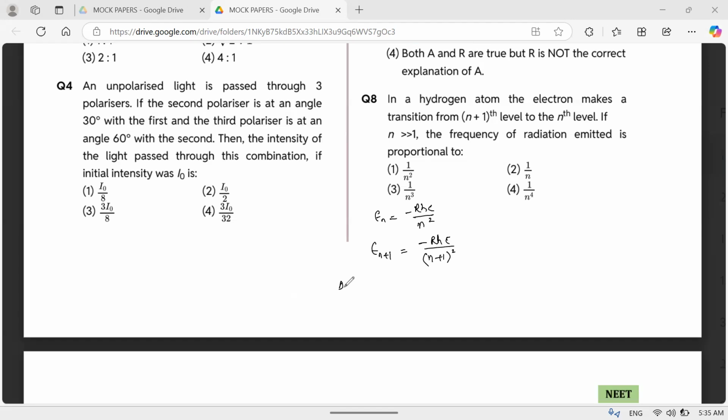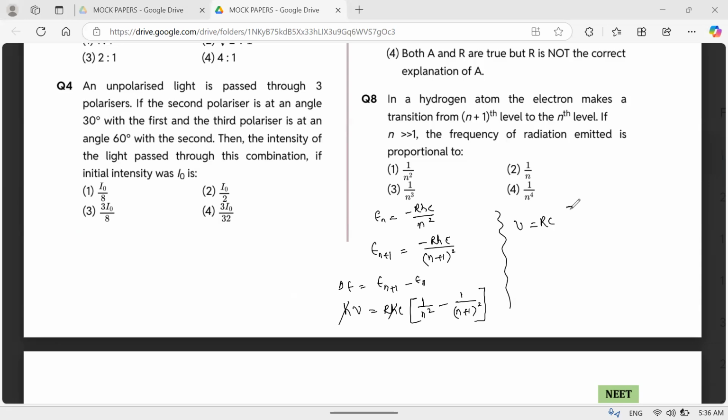Okay. Now the energy when it is jumping will be equal to the energy of the n plus 1th orbit minus the energy of the nth orbit. So that is equal to Rhc, which will be common. When removing the minus sign, it will be 1 by n square minus 1 by n plus 1 whole square, times Rhc. Now take the energy relation, which is h into nu. This h will get cancelled.